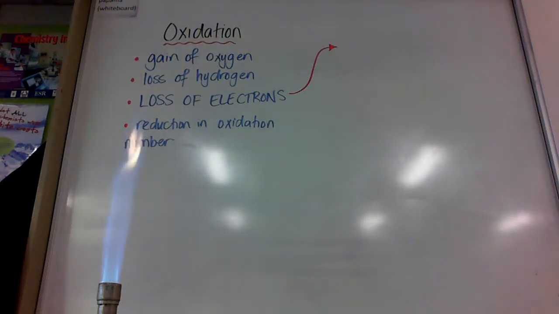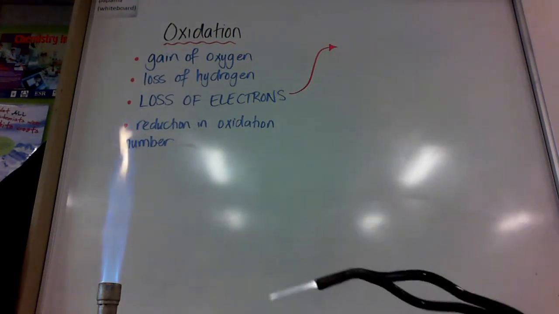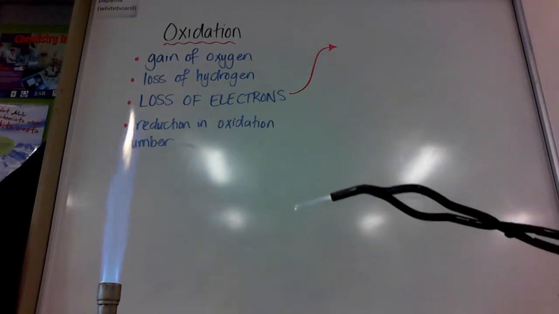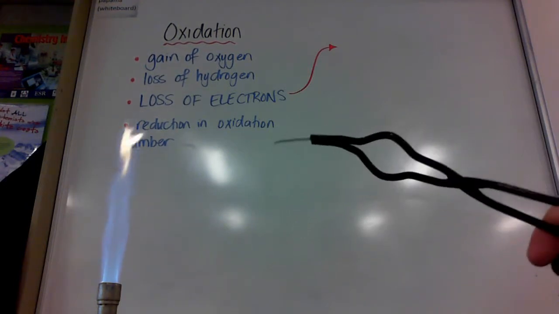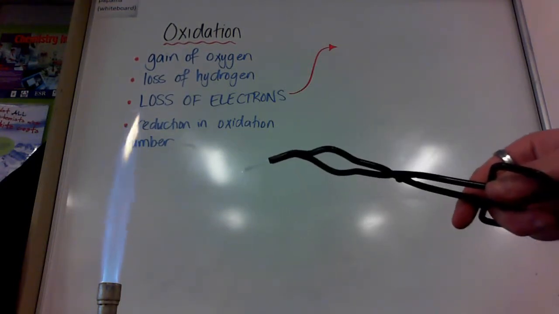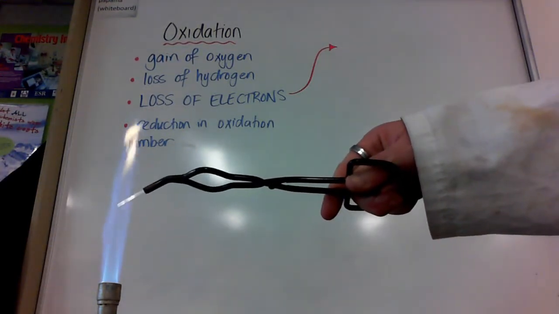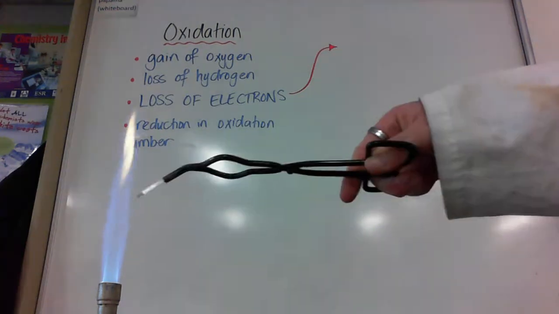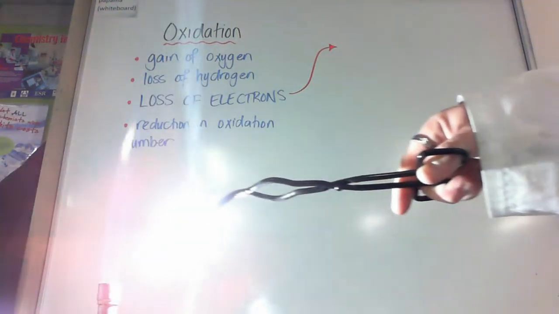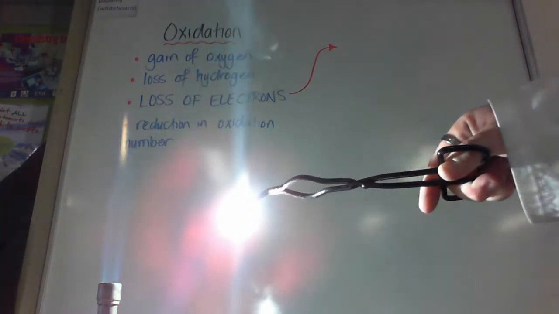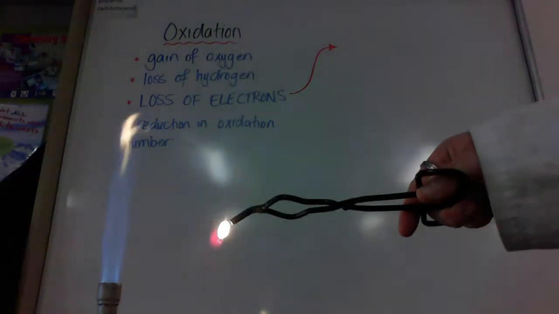I'm going to show you a very simple reaction, and it's an example of oxidation. Here I've got some magnesium ribbon, and I'm going to do an experiment that a lot of us have seen before, which is where I put it into a flame and let it react with the oxygen in air. And we get that really bright white light that we're quite familiar with.